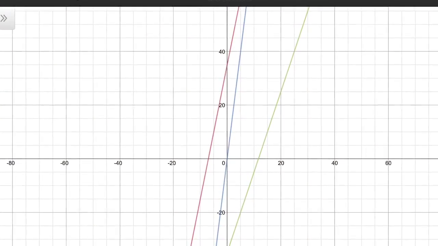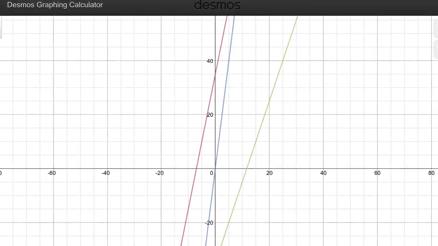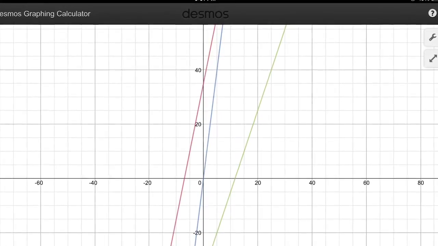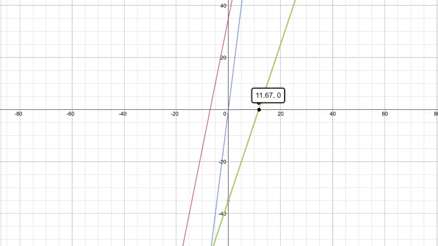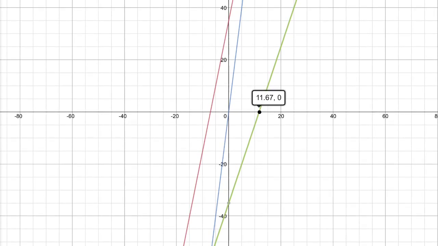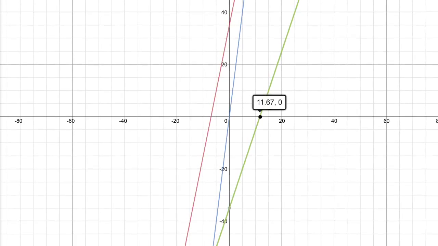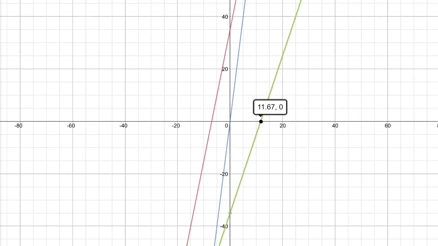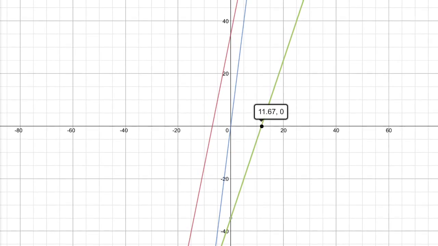So if you graph these functions, you can see something similar to what I have here. The red one is the cost function, the blue one is the revenue function, and the green one is the combined profit function. And if you see, the x-intercept is 11.67, which means if Tuxedo Mask makes about 11.67, so we can say 11 bow ties, or 12, that's when the revenue and the cost are equal, which gives a profit of $0.